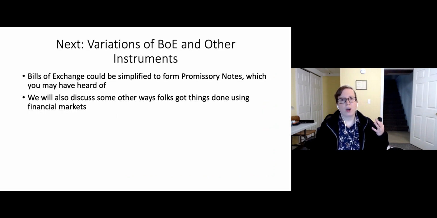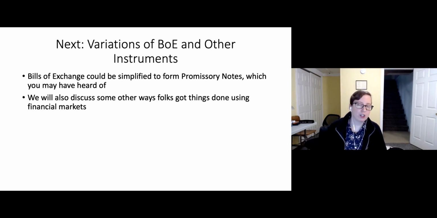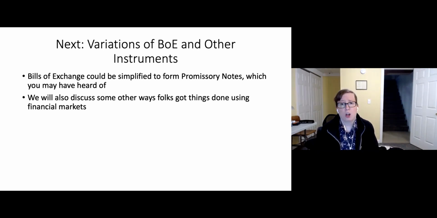All right, so going forward, what I'm going to show you are some variations of bills of exchange and also some other common financial instruments and common ways of using financial markets, especially before the Industrial Revolution. So first, bills of exchange could be simplified to form what are called promissory notes, which you might have heard of already. And there's some other very common ways that folks use financial markets to get things done that, again, you might never have heard of or you might have seen in practice but called by another name. So that's where we're going next.